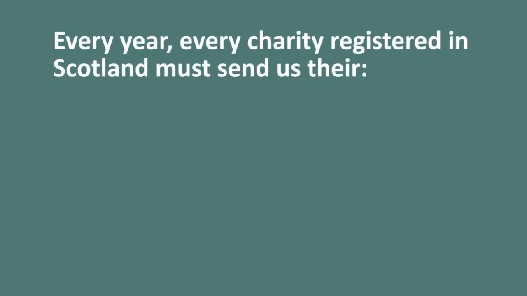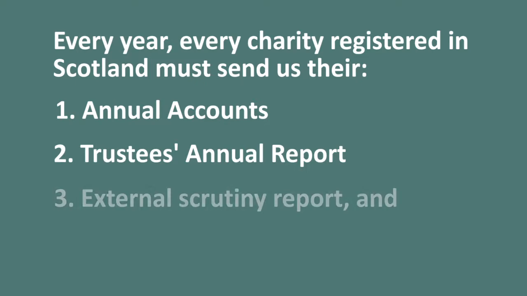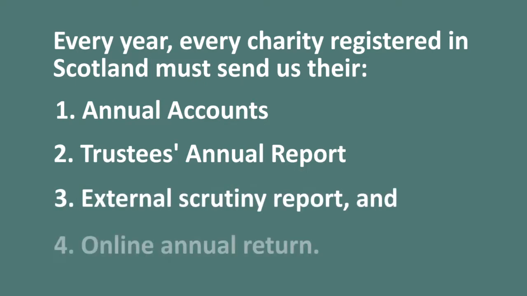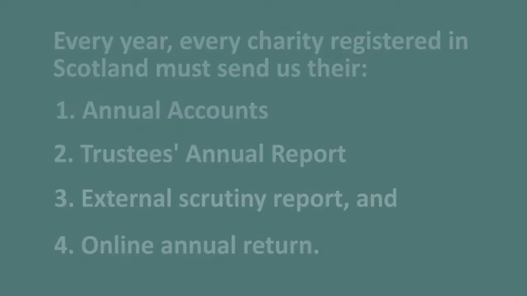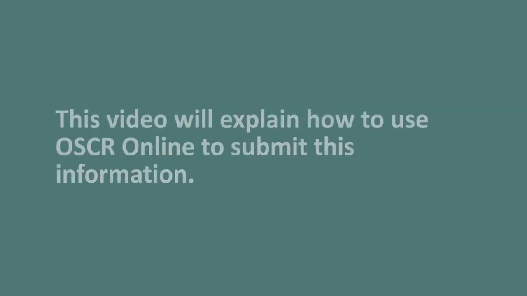Every year, every charity registered in Scotland must send us their annual accounts, trustee's annual report, external scrutiny report, and online annual return. Charities must submit this information to us within 9 months of their accounting year end. This video will explain how to use Oscar Online to submit this information.